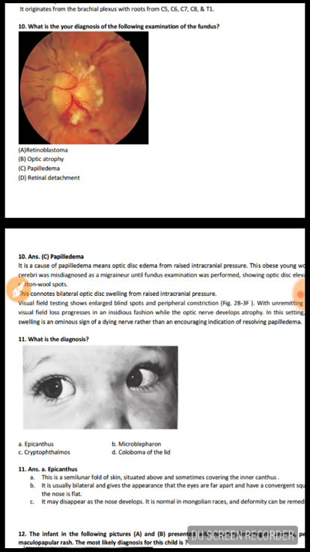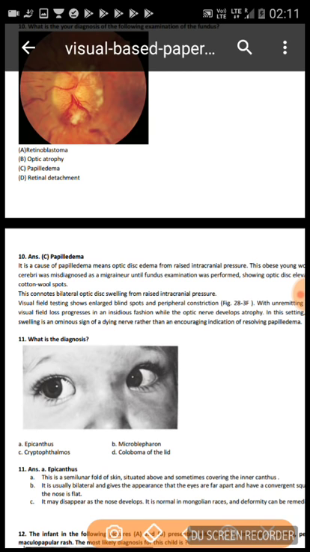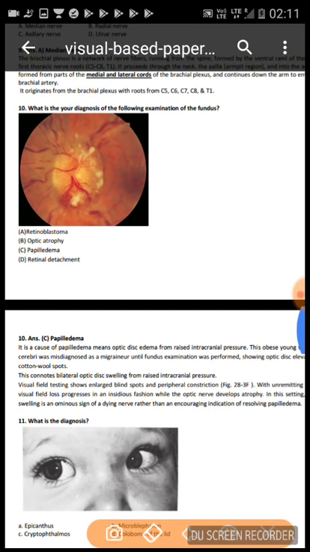So question number 10, what is your diagnosis for the following examination of the fundus? Here you can see the size of the optic disc is enlarged. So basically it is a diagram of papilledema. It is showing papilledema. It's very peculiar. You can see this enlarged ratio.